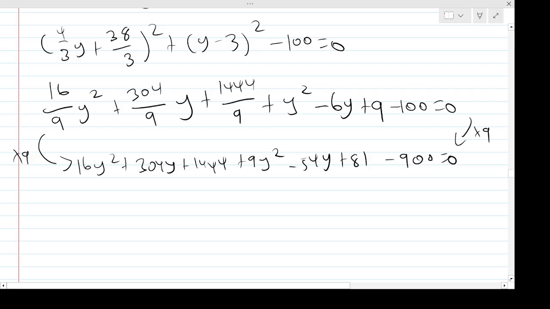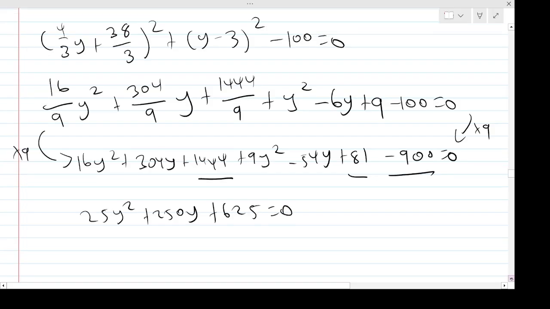Then we can collect the like terms. So 16y squared and 9y squared be 25y squared. Then 304y, then we have minus 54y, that would be plus 250y. And then lastly, the numbers: 1444, add 81, take away 900. That's going to get me plus 625. And then that will equal 0. So there we are, we've got a quadratic.